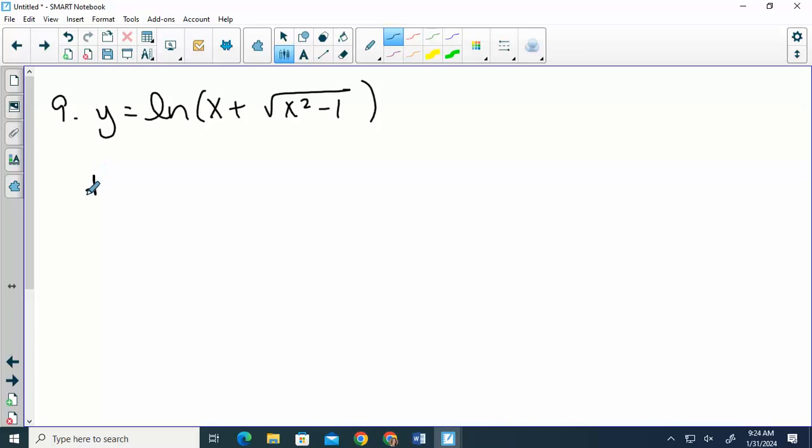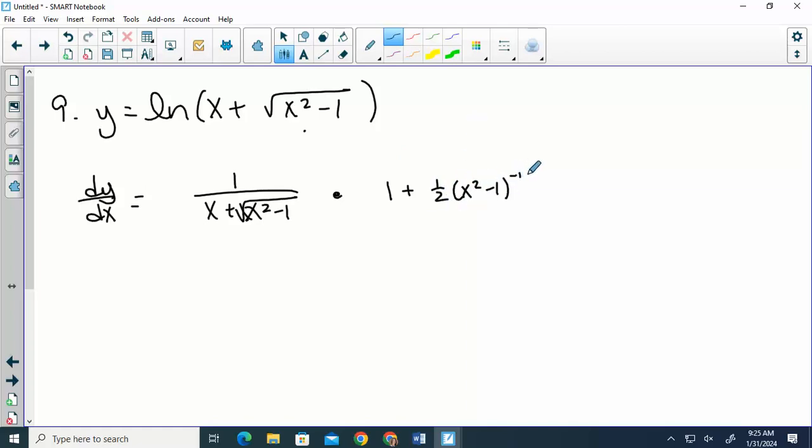So a differential is basically start with the derivative. So this would be dy dx. Derivative of a log is 1 over the argument. But what do we have to do after that? Yeah, chain rule, derivative of the inside. So derivative of x is 1. The square root is like a 1/2 power. So the 1/2 comes down, inside stays the same, subtract 1 from the power, times derivative of the inside, which would be 2x.